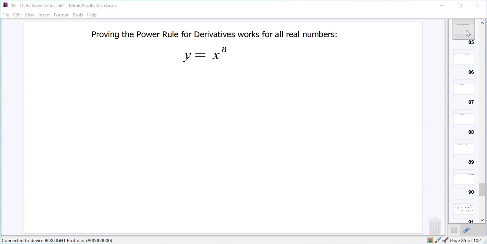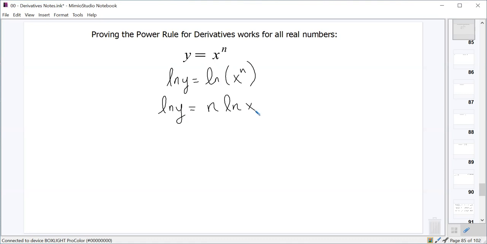Interestingly enough, as we talked about a long time ago, we had the power rule for derivatives, right? And we said that we couldn't prove the power rule yet for all real numbers, just for natural numbers. But now, if I take the natural log of both sides of this, that would allow me to rewrite this as natural log of y is equal to n natural log of x. And now everything in here, I should be able to take a derivative of.